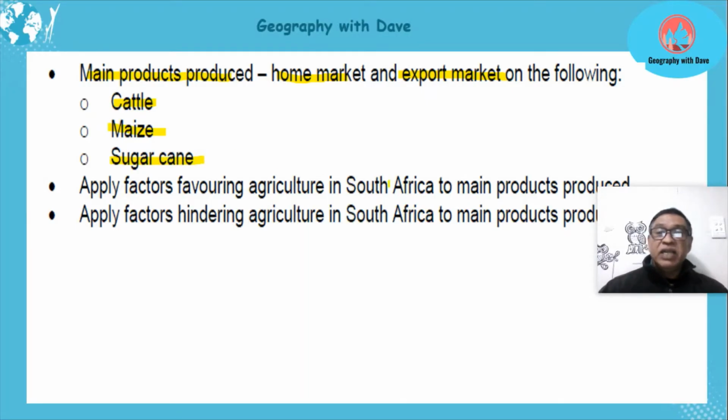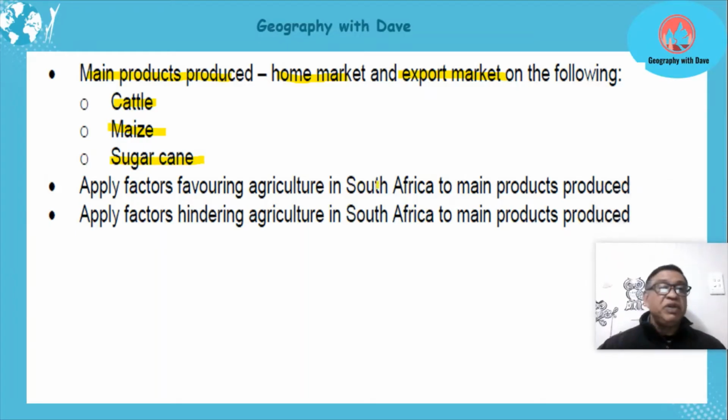After we look at each one, we're going to apply the factors favoring that main product produced in terms of factors of South Africa, and factors hindering the main products produced. I will also look at the importance of the product itself. Now, in many occasions regarding factors favoring, hindering, and the importance, you may find that the factors are similar as we move through the lesson.